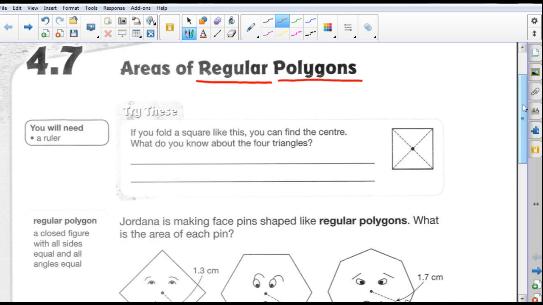If you fold a square like this, you can find the center. What do you know about the four triangles? Well, we know that if we find the center, and it's a regular polygon, which means that all of these sides are the same length, because it's regular, all four of these triangles are the same size. So what do we know about the four triangles? They are the same size.